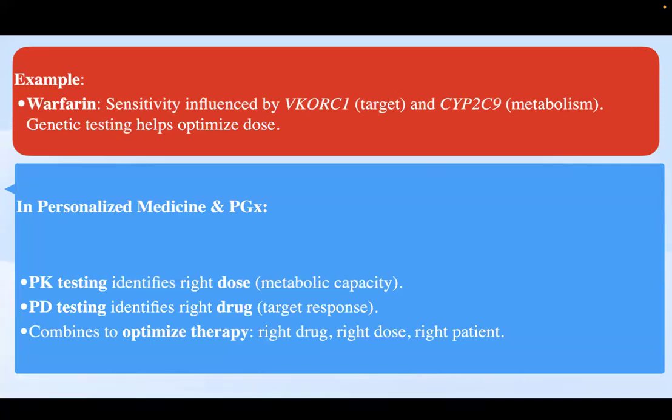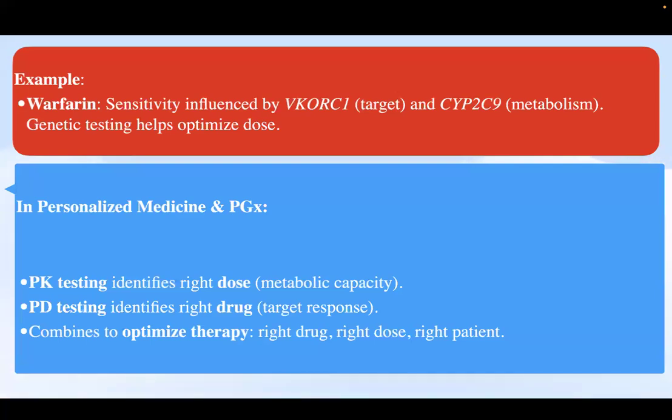Target response, and when it combines to optimize therapy, you can say right dose, right drug to the right patient, and if all of this combines, that makes the term precision medicine. Trust me, practically it is quite difficult to practice this all the time in all patients. Sometimes we have to follow some predefined guidelines, previous cases and history, etc., and we have to assume that this will be a good dose to the right patient with the right drug. Every time it is not possible, but many times we can.